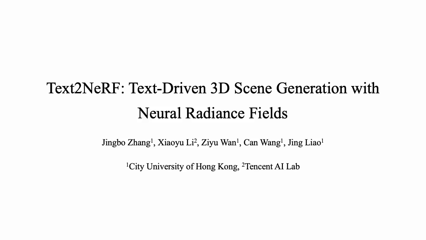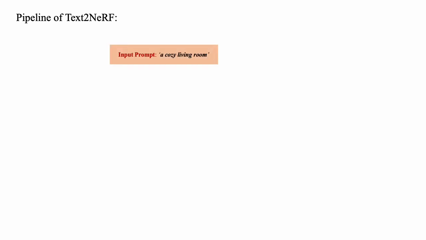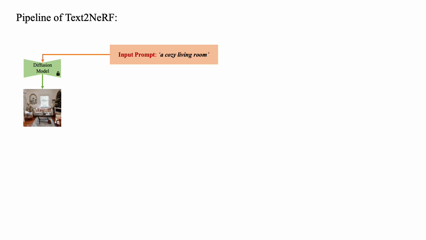We propose Text2NeRF, for text-driven 3D scene generation with neural radiance fields. Given an input text prompt, a cozy living room, for example, we first employ a pre-trained text-to-image diffusion model to generate a text-related initial view as the content prior, and employ a monocular depth estimation model on the generated image to infer the geometric prior.